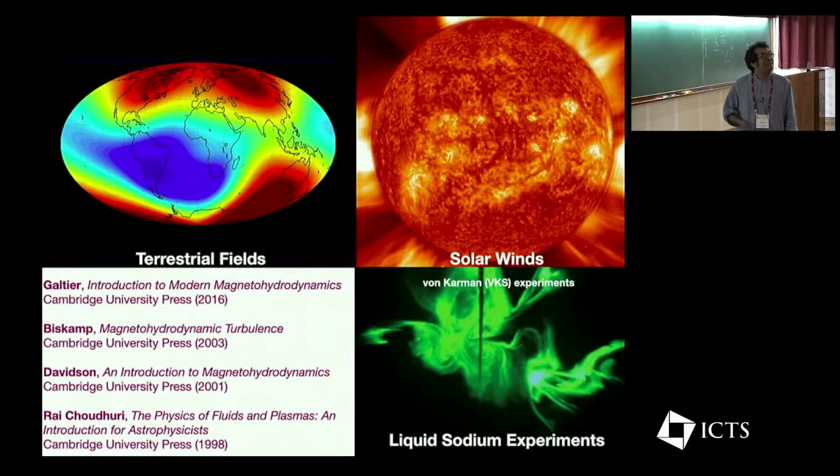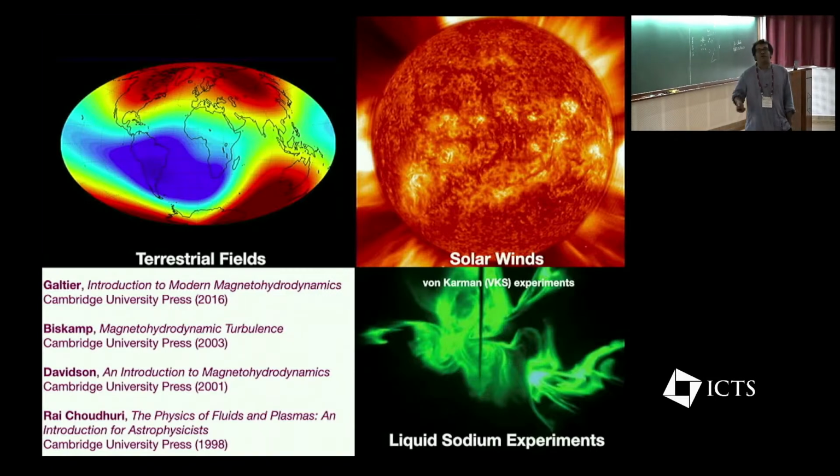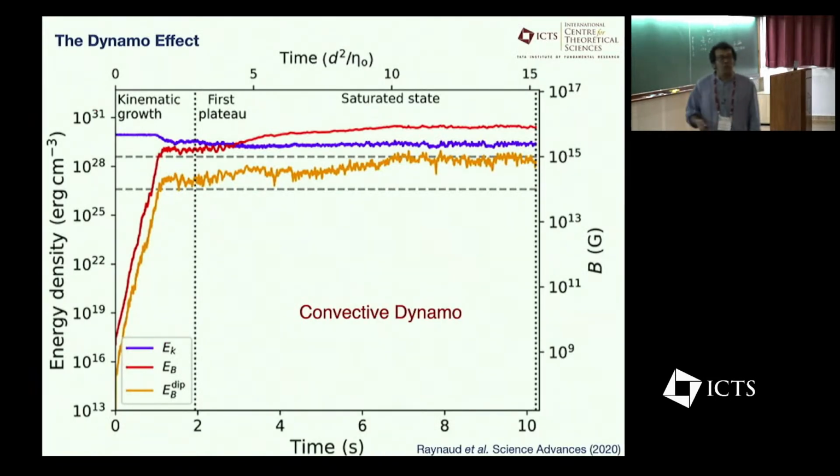So large magnetic fields are common. You see them everywhere. This is the magnetic field on the scale of planets, Earth, and the solar wind. The strengths of these fields differ by a factor of about 1,000 from one to the other. Then, of course, in the lab, especially the French VKS experiments, which use liquid sodium to look at this problem. So essentially, what is the dynamo effect?